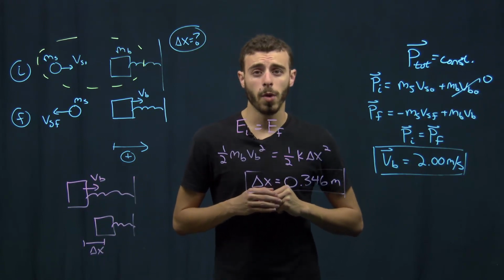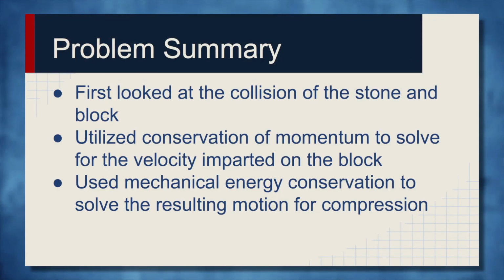Okay, so let's review what we've just done. We broke up our problem into two different phases of motion. We first looked at the collision of the stone and the block and used the conservation of momentum to solve for the velocity of the block just after the collision. Then we looked at the remaining motion, which was the block with its kinetic energy from the collision compressing the spring. To find this compression, we used the conservation of energy and solved directly for the delta x.